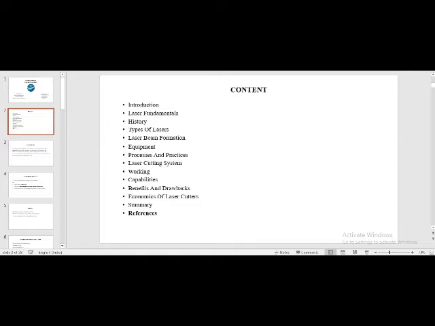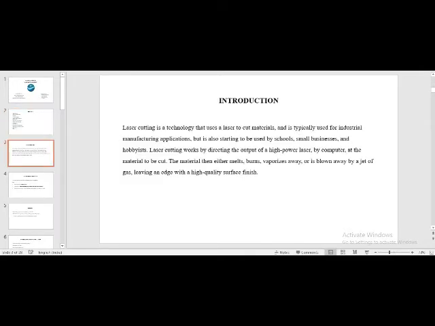Here we have the content slide, and you can see the contents of my presentation: introduction, laser fundamentals, history, types of laser, laser beam formation, equipment, process and practice, laser cutting system, working capability, benefits and drawbacks, economics of laser cutters, summary and reference. So we are going to talk about these topics in this presentation.